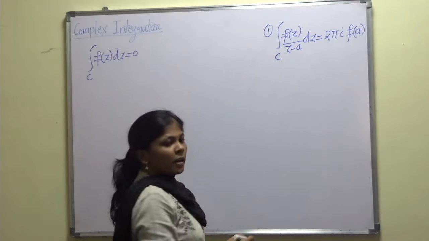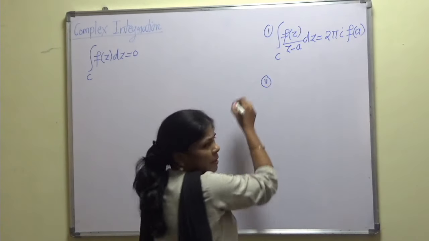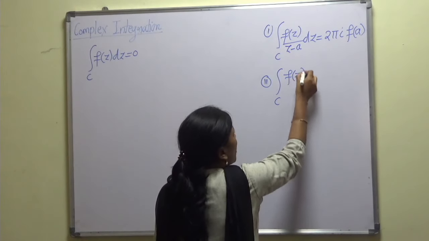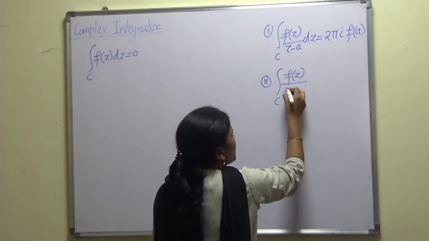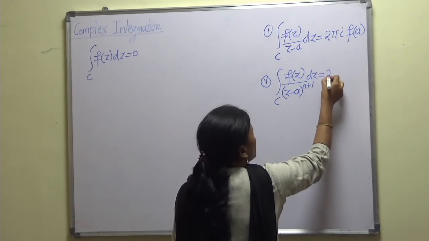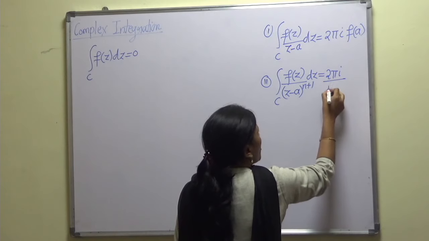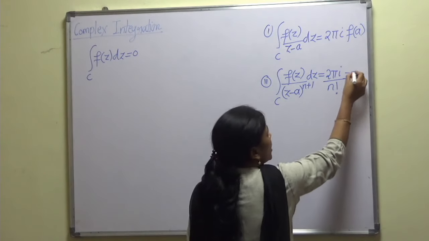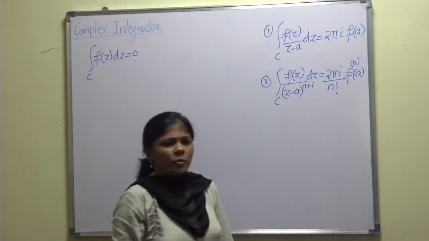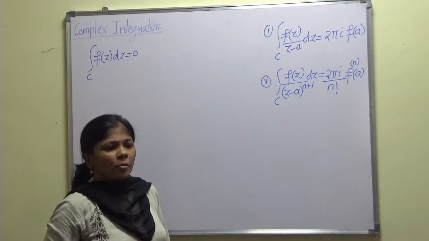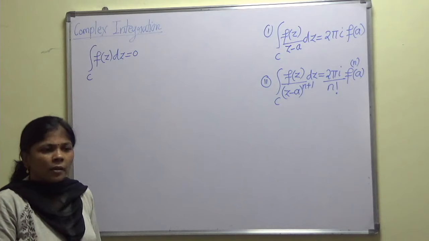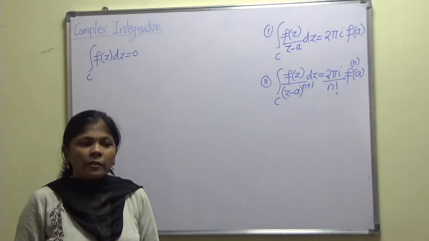And then we had an extended form of that. This is nothing but the integration over C of f of z upon z minus a raised to n plus 1 dz, which is equal to 2 pi i upon n factorial into the nth derivative of f of z at z equal to a. So these are the formulas required for solving the examples. So let us see the first example of today's video lecture.